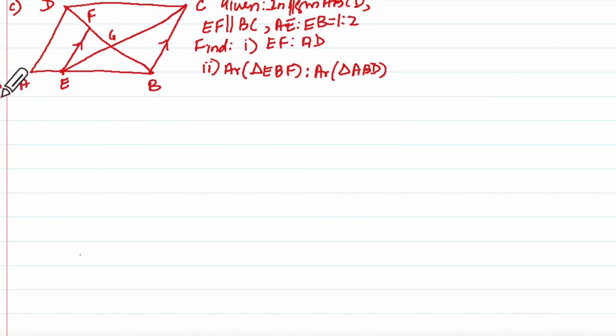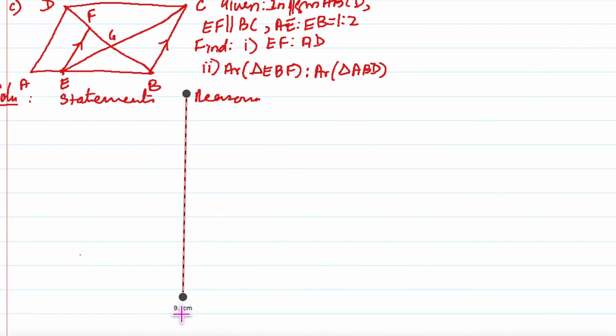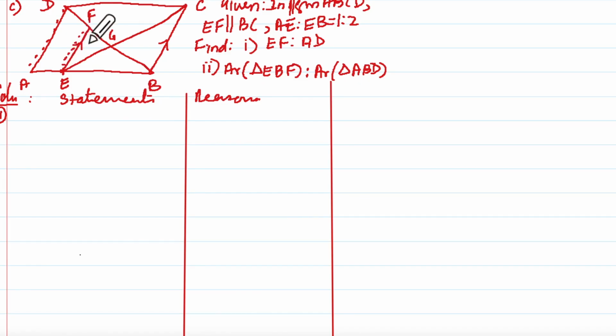Now we'll say solution and we'll write statements and we'll write the reasons, and we will do this drawing the column, so it will be easier for us to comprehend later on also. Now EF and AD, this and this, see how I'm making it stand out for me? Can you see that?